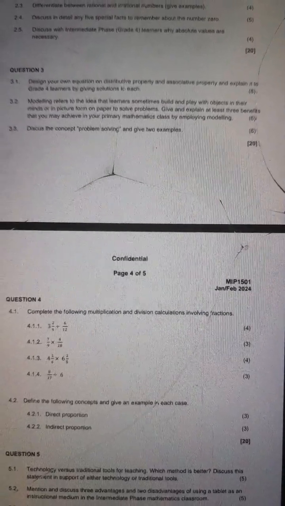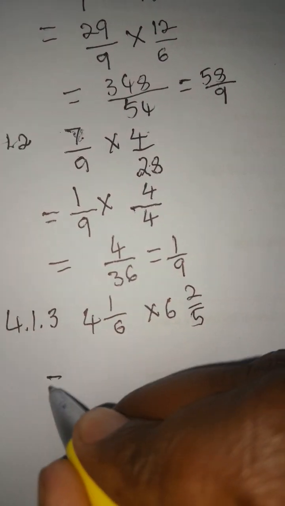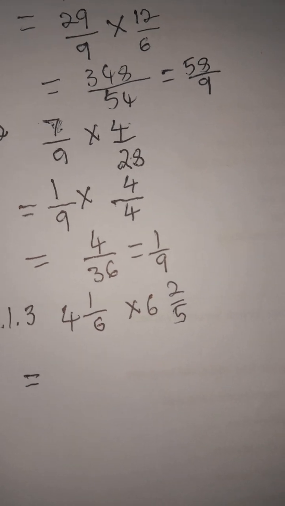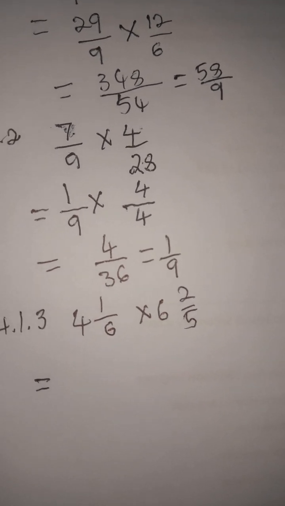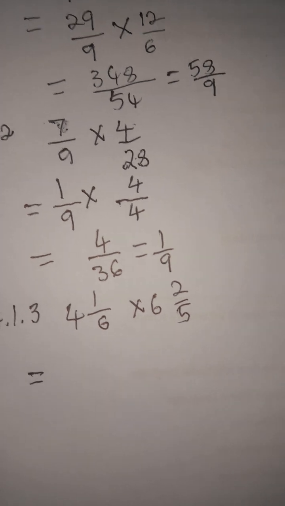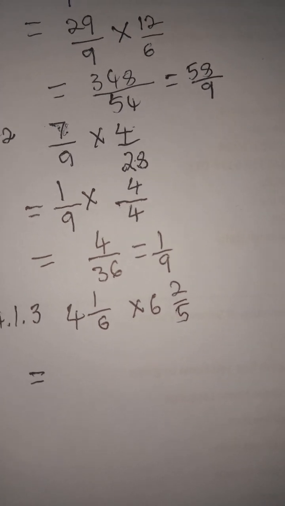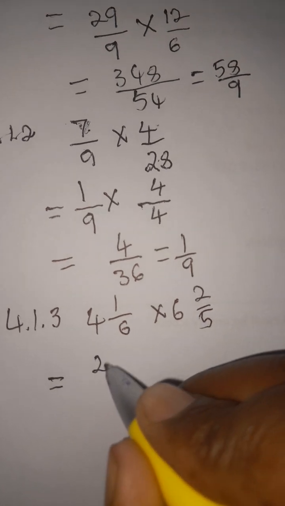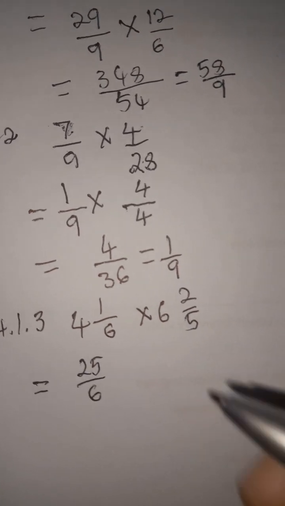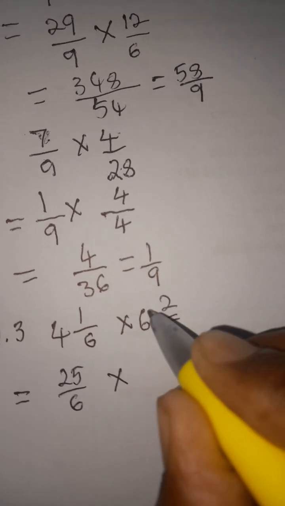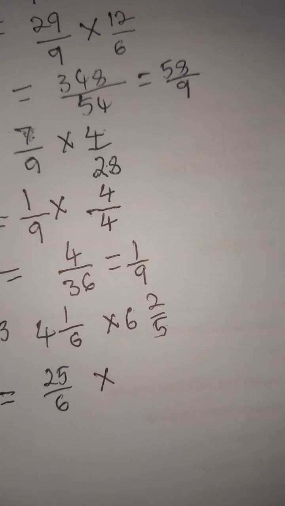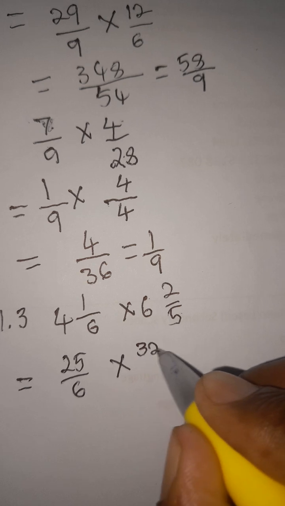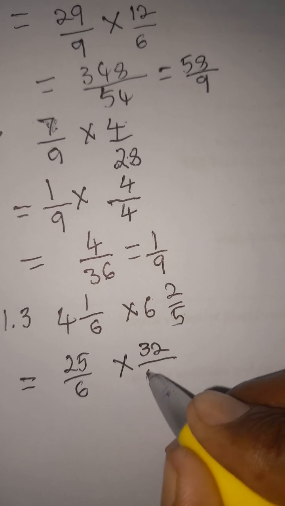That's 4 marks. Since we are given a mixed fraction, we need to convert these fractions into improper or proper fractions. So we start with 4 times 6, what is that? 4 times 6 is 24 plus 1, what is that? 25. So I'm going to have 25 all over 6. Multiply. So what is 6 times 5? 6 times 5, it's 30 plus 2, that will be 32. So it's 32 all over 5.